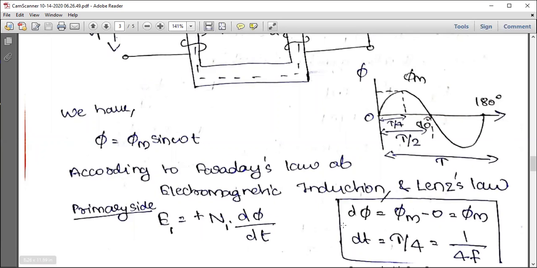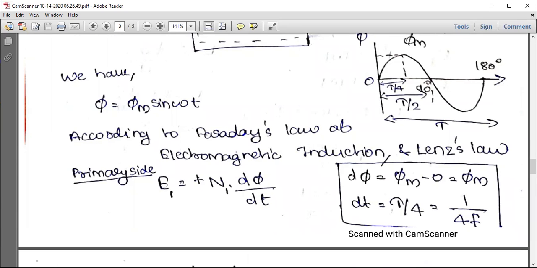So according to Faraday's law of electromagnetic induction and Lenz's law, we can write in the primary side E1 is equal to N1 into d phi by dt. We are not considering the negative sign, because it just shows that it acts opposite, it is just showing Lenz's law, nothing to do with the magnitude. So we are not taking the minus sign, we'll just go with the magnitude only. So primary side E1 is equal to N1 into d phi by dt.